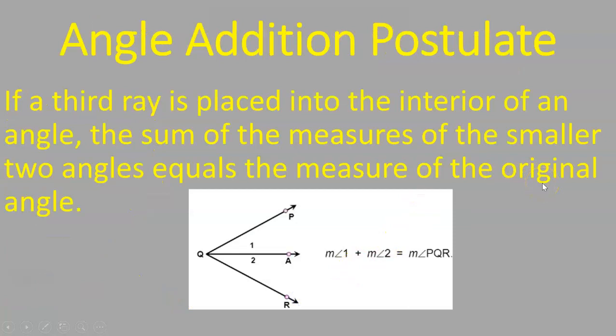The angle addition postulate is very similar. It says if a third ray is placed in the interior of an angle, the sum of the measures of the smaller two angles equals the measure of the original angle. So notice again some notation. This little M, when we change from angle 1, which would refer to the picture that you see, M refers to the number associated with that picture. That is the measure of it. Okay, so the measure of angle 1 plus the measure of angle 2 is equal to the measure of angle PQR. And it's assumed that from an earlier course you have some concept of angle measure.